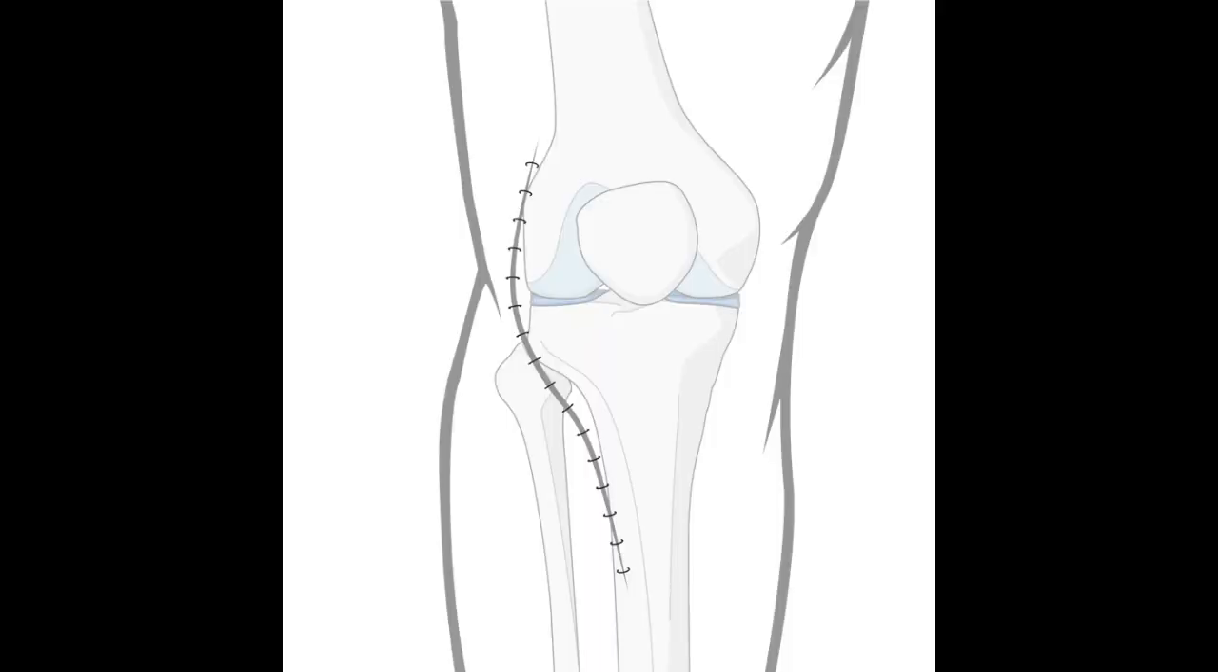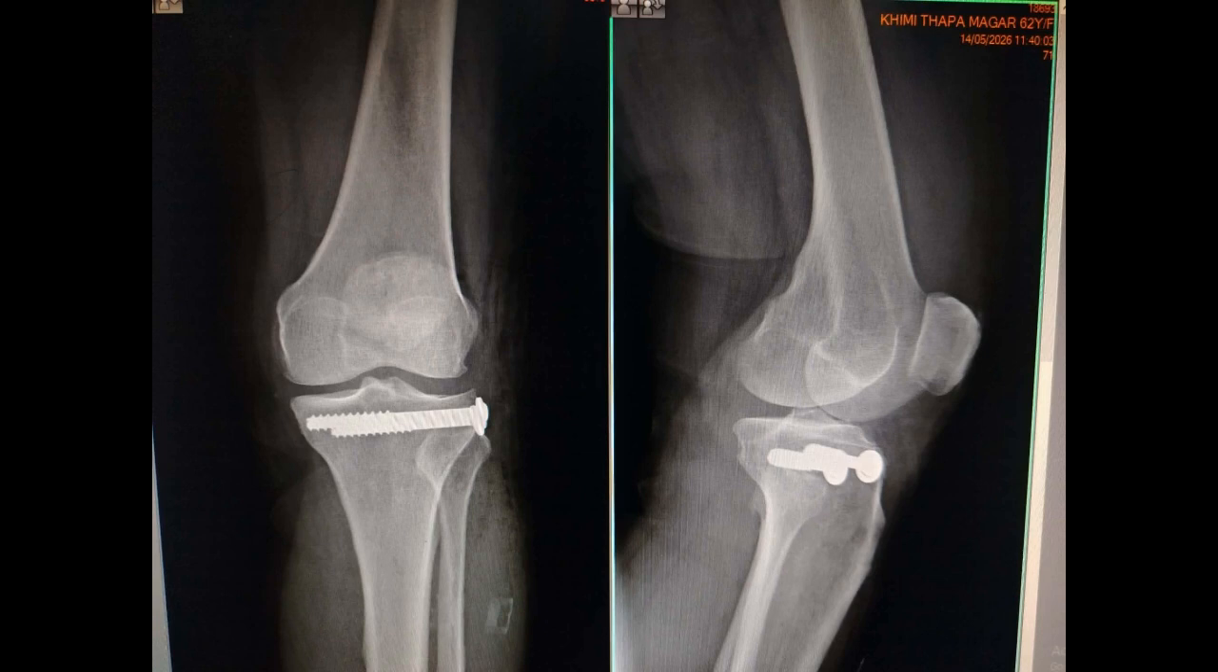Following a thorough irrigation and wash, we suture the incised IT band securely, followed by standard subcutaneous and skin closure. As you can see in the post-operative image, we achieved an excellent, satisfactory reduction and rigid fixation.